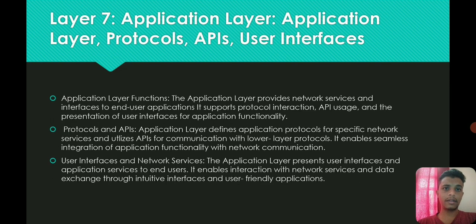And layer 7, the last layer, is the application layer. Application layer functions: the application layer provides network services and an interface to end user applications. It supports protocol interaction, API usage, and the presentation of user interfaces for application functionalities.